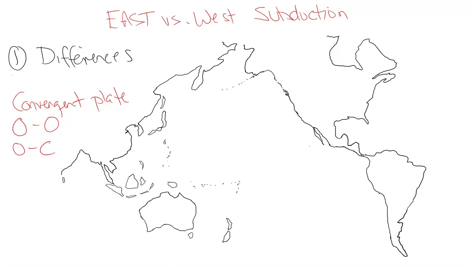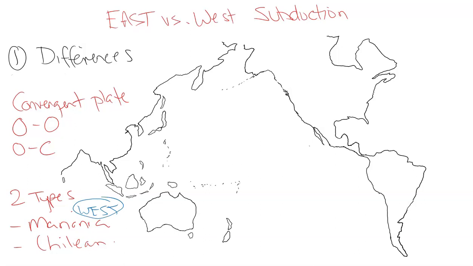But I've discussed both these plate boundaries in different videos. Want to check them out. And this one is basically just looking at the subduction zones and the differences between the two types. So there's two types, basically. There is the Mariana, and there is the Chilean. Now, in terms of West versus East, the Mariana is going to be the West type, and the Chilean is going to be the East type.